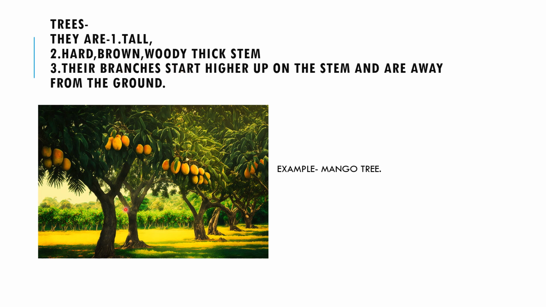Now coming to the branches of the tree, they start higher up on the stem, very far away from the ground. Examples are a mango tree or a banyan tree. These are the trees which are tall and have a hard, woody and thick stem.